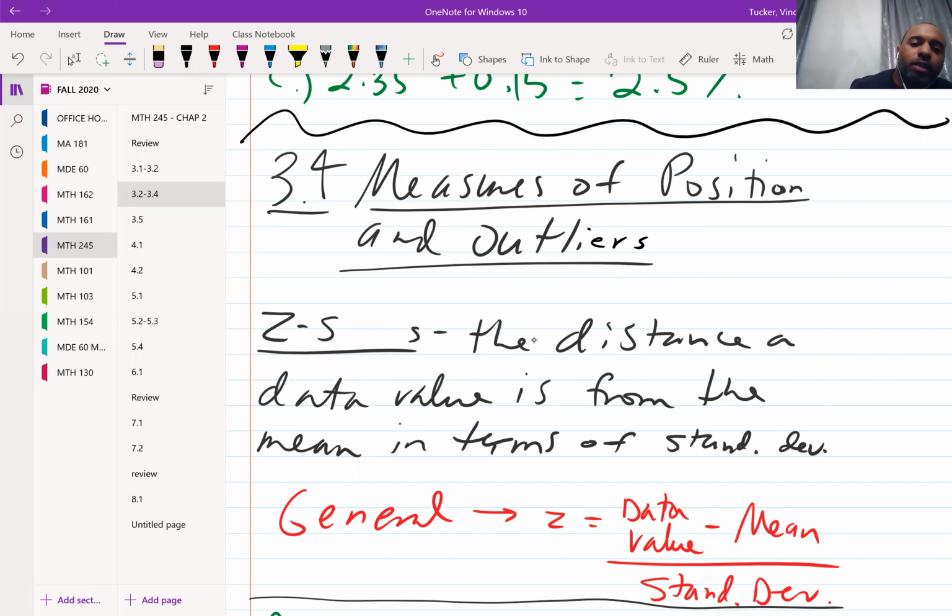All right, so the first thing that this section talks about are your z-scores. They're going to represent the distance a data value is from the mean in terms of standard deviations. So the distance the data value is from the mean in terms of standard deviations.